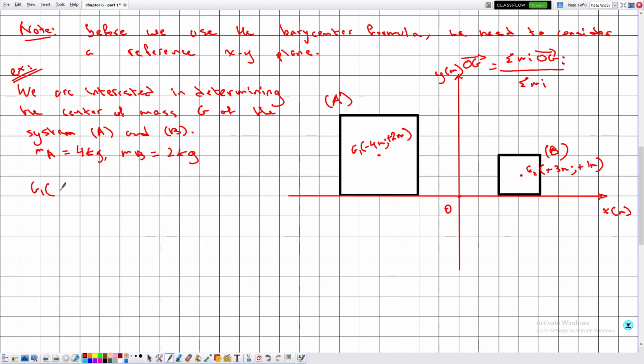Now the coordinates of G1 are -4 meters and 2 meters. And as for G2, it's 3 meters and 1 meter. And let me erase the coordinates from here. And this is G1. So now the barycenter formula is given by OG, which is equal to the summation of mi OGi divided by the summation of mi.